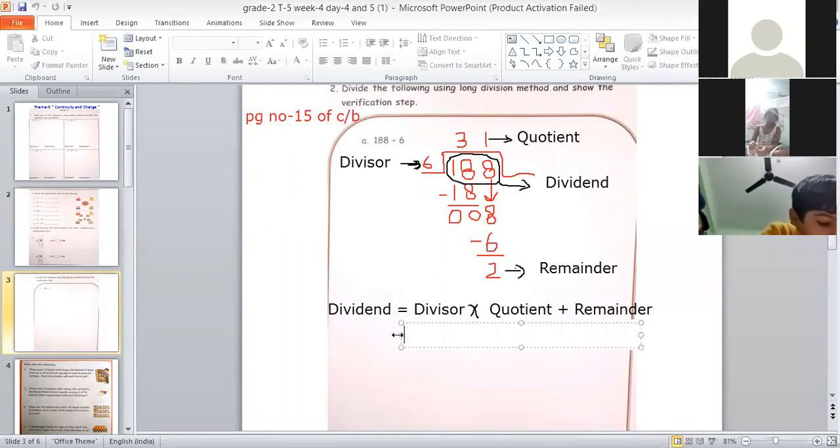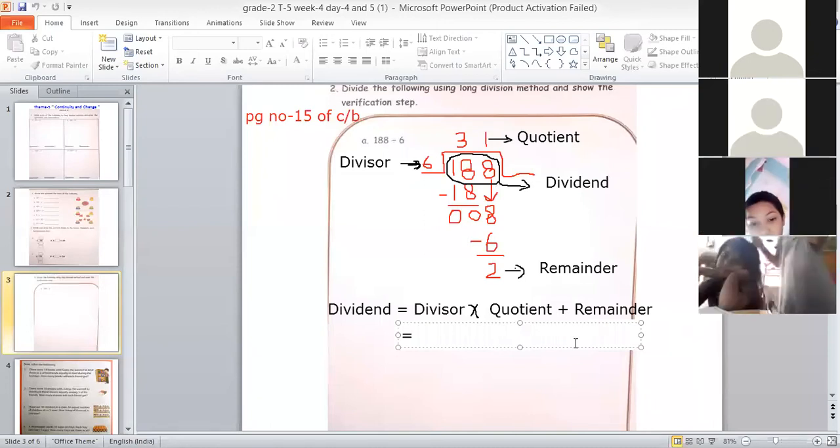Exactly below this you will put an equal to sign here. Now what is your divisor here? Yes, children, here the divisor is... Tanishka, you tell me what is the divisor here?